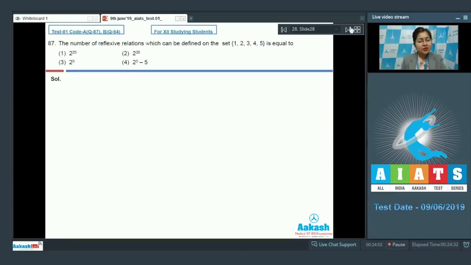Next is question number 87, which says that the number of reflexive relations which can be defined on the set {1, 2, 3, 4, 5} is equal to? Now, for a reflexive relation, we know that the elements that should definitely be there are (1,1), (2,2), (3,3), (4,4), and (5,5). These 5 elements should definitely be there for a reflexive relation, and the rest of the 20 elements can be there or cannot be there. It doesn't depend on them, right?